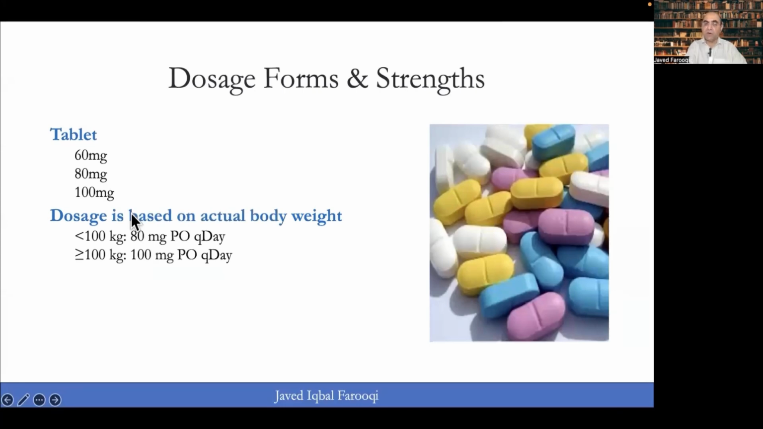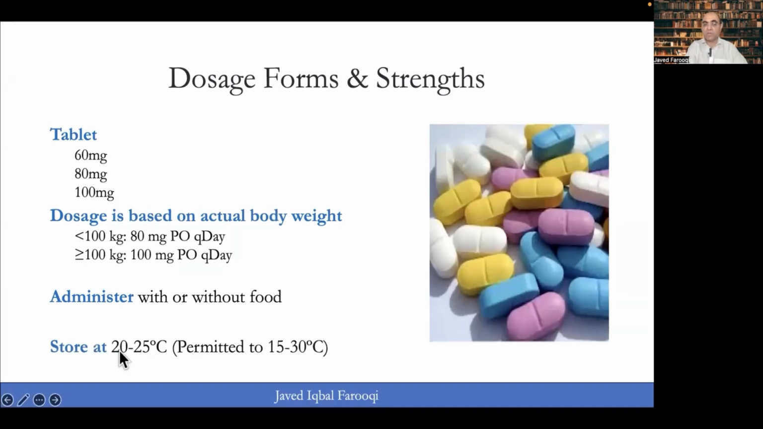And it is given on a daily basis. In patients who weigh more than 100 kg, they are given a 100 milligram tablet per day, and those whose weight is less than 100 kg are given an 80 milligram daily dose. It may be administered with or without food, so there is no effect of food on this drug.